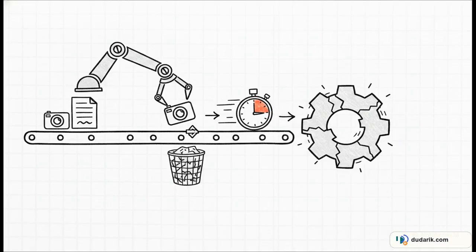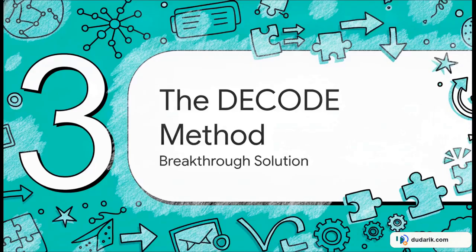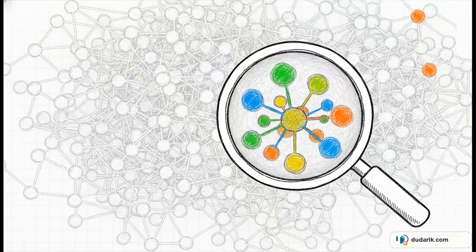Okay, Section 3, the DECODE method. This is the breakthrough solution the researchers are proposing to fix this structural routing gap once and for all. So DECODE is a real game changer because it completely shifts the philosophy of knowledge editing.